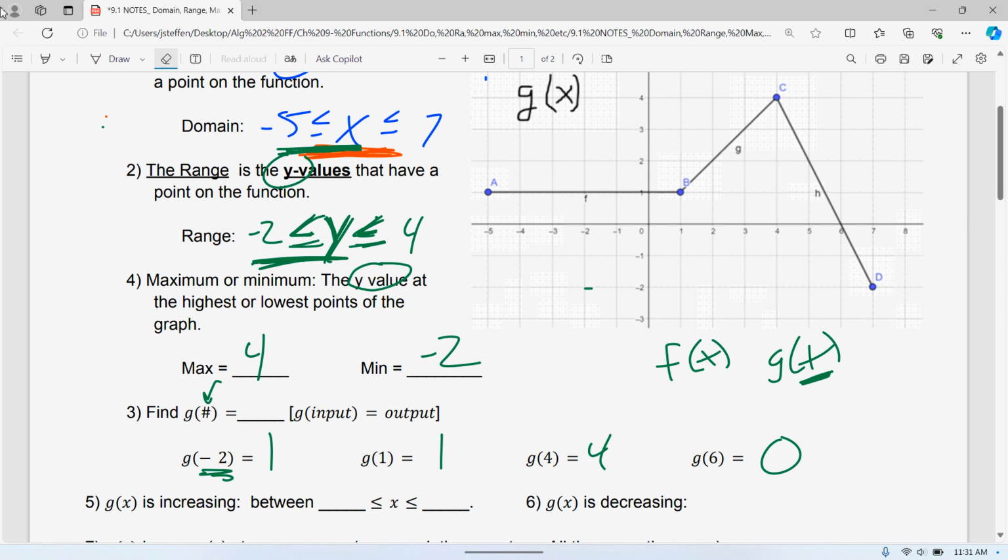So if I say, where is it increasing? Right here at 1, it starts increasing and it stops at 4. And we're talking about the x values. So again, 1 and 4, and it's just like we talked about with domain and range. If you're going to say it's increasing between 1 and 4, that's 1 less than or equal to x, less than or equal to 4. Decreasing is between 4 and 7.